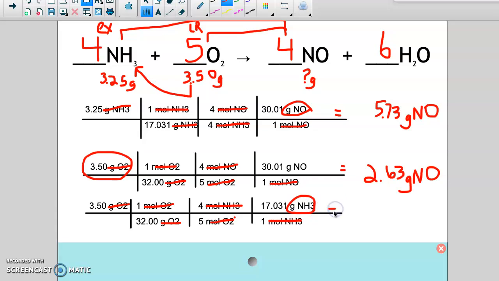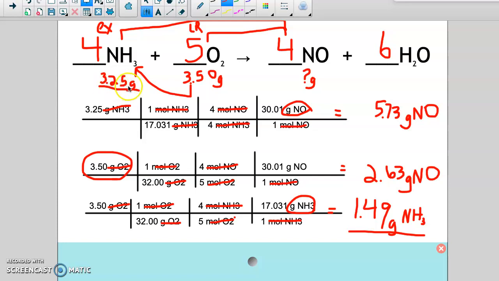So when I punch that in my calculator, I'm going to get 1.49. That's 3 sig figs, because everything was given in 3 sig figs. So 1.49 grams, and remember, this is grams of NH3. That's my excess reactant. So let's look at these two numbers we have. We have 1.49 grams of NH3. That's how much NH3 we actually need. We have 3.25 grams of NH3. That's how much we have.